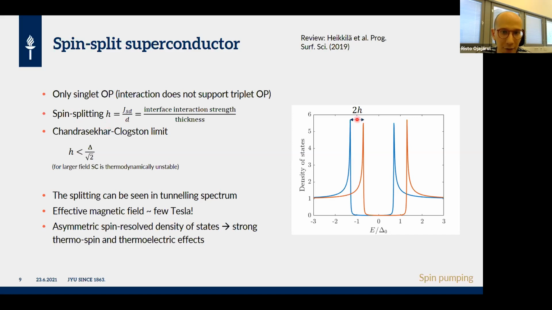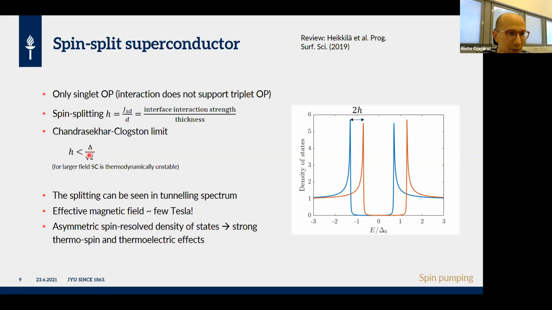But it has this spin splitting of 2H, where H you can define if you parameterize this phase shift by this J_SD, which would be kind of an interaction strength at the interface, then this H will be J_SD divided by d, where d is the thickness of the superconductor. This assumes that the superconductor is thinner than the coherence length, so that you can take this triplet component to diffuse into the superconductor kind of homogeneously. Now this spin splitting cannot be arbitrarily large.